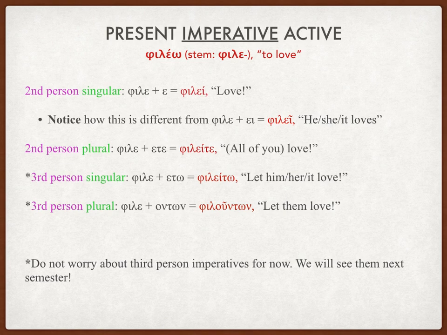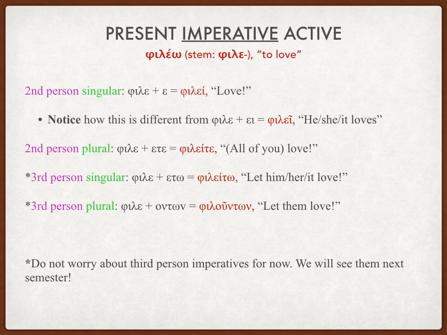When this goes to the imperative, just pay attention to the second person forms right now. Again, I put the third person forms here for your own reference, but we're not going to really see them until next semester, so don't worry about them. But if I want to tell one of you, hey, so-and-so, love somebody, be in love, I'm going to also have epsilon contraction here as well, because when I take the stem phile and add my command ending that gives me phile, love, because I have epsilon plus epsilon.